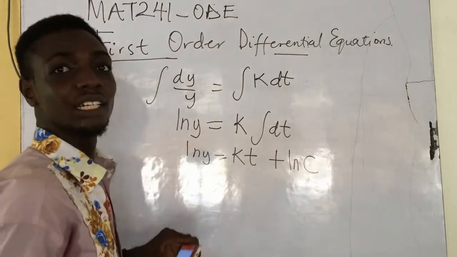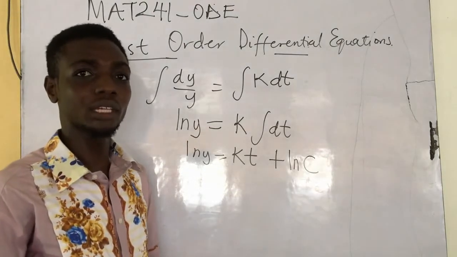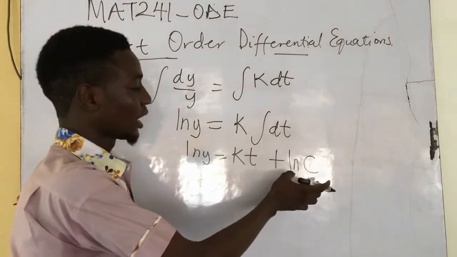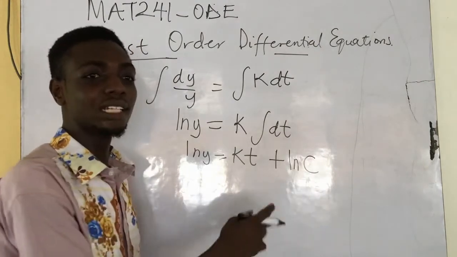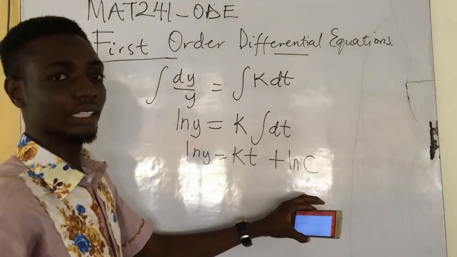Now ln c is the natural logarithm of just a normal number, okay? So ln c will still be a constant. C is a constant, ln c is a constant. You see the reason why ln c is more appropriate to use here as our constant.